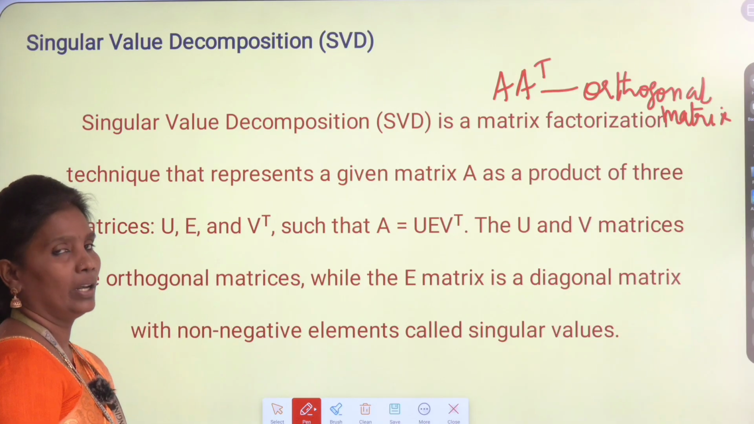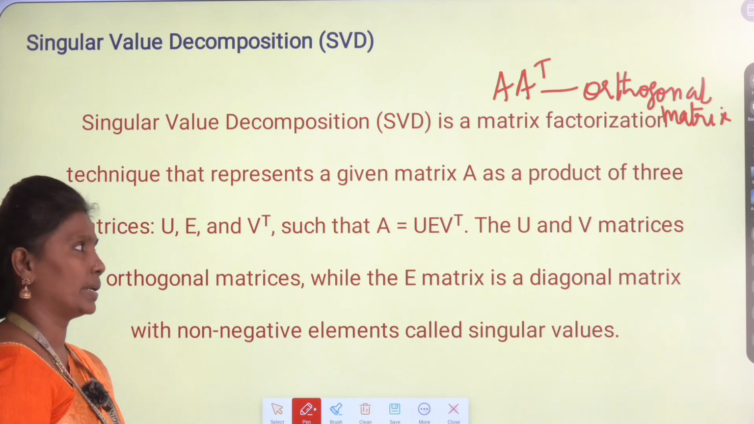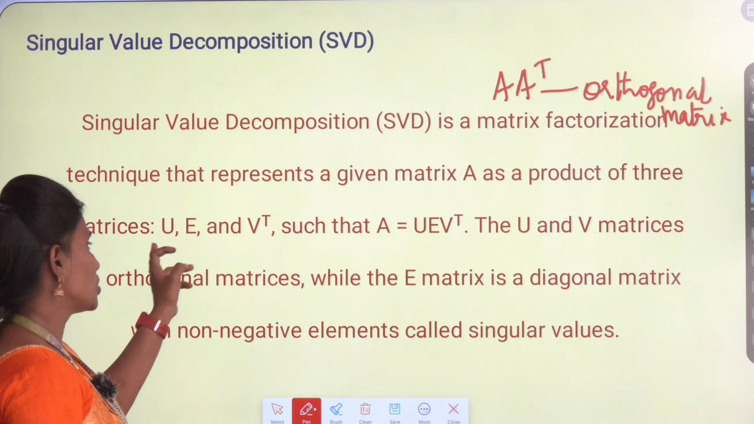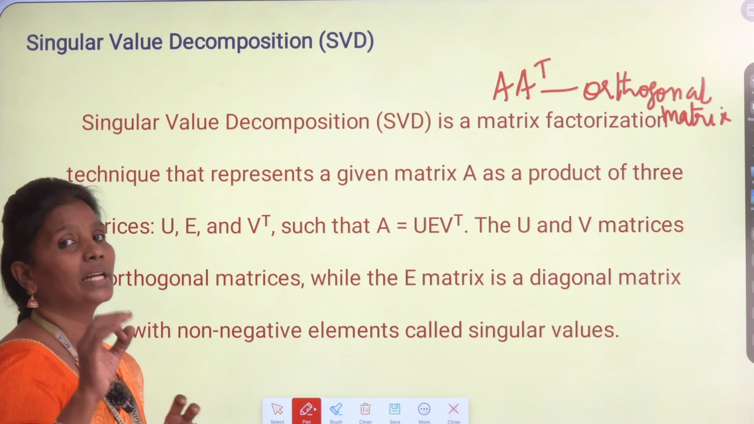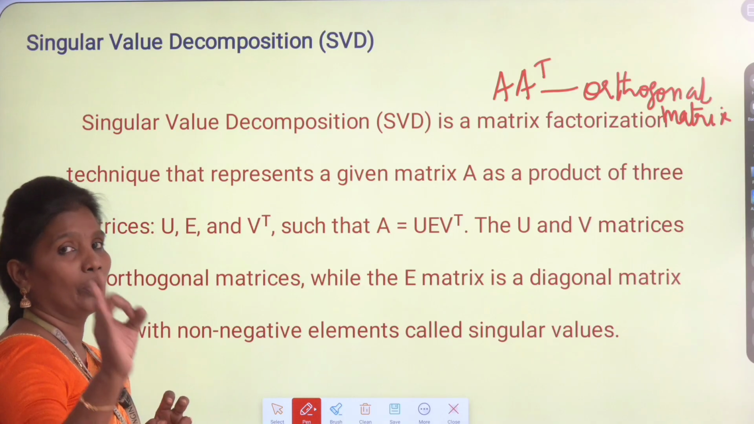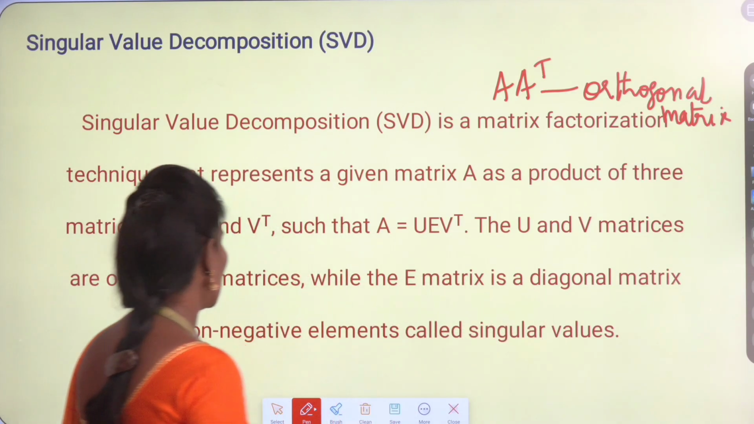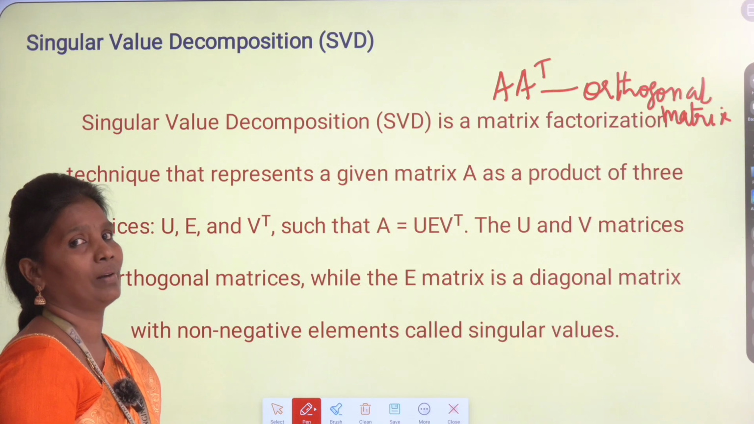Then how do you find U and V? First you get 3 eigenvalues. For these 3 eigenvalues, you get 3 eigenvectors. By using the 3 eigenvectors, you form V. The transpose of V is V transpose. Σ is nothing but the 3 eigenvalues. It is a diagonal matrix with positive values. The Σ matrix is a diagonal matrix with non-negative elements, called singular values. Those singular values are nothing but eigenvalues here.